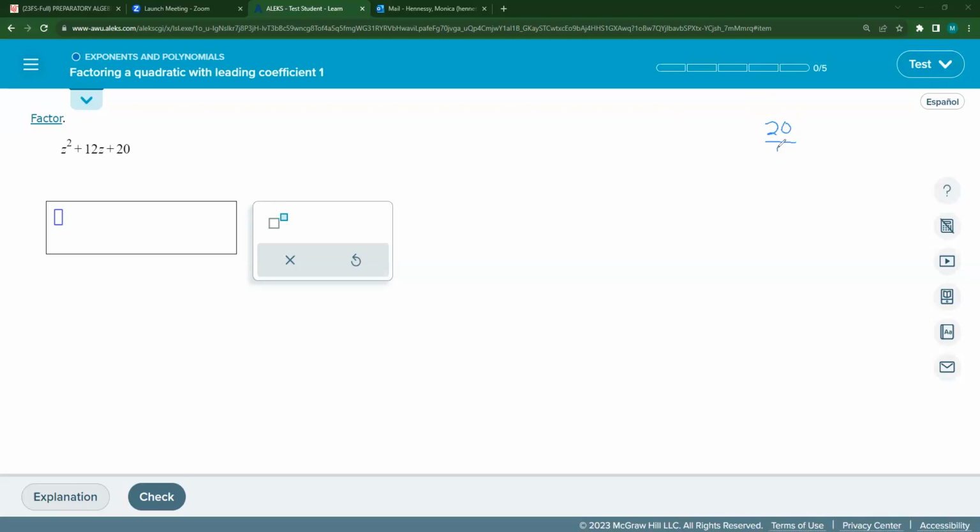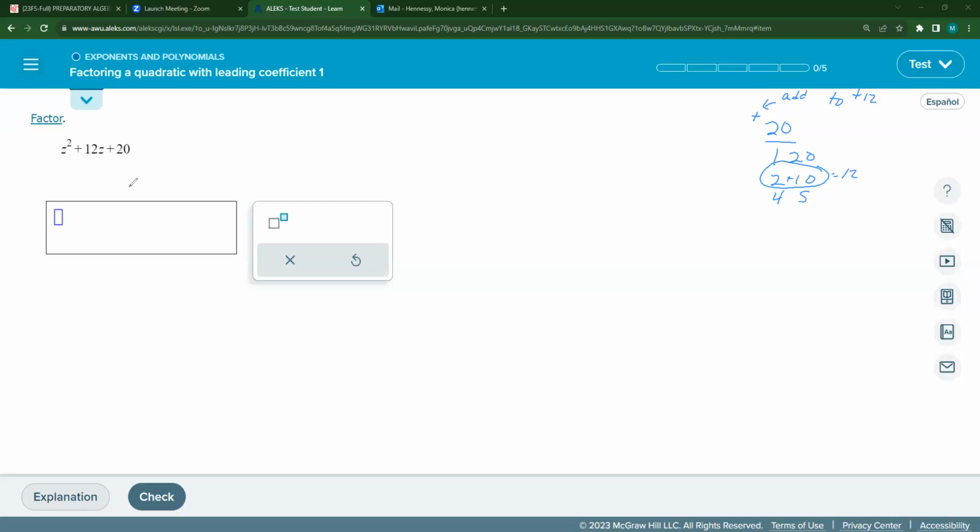My factors of 20 are 1 and 20, 2 and 10. 3 doesn't go in there, 4 and 5, and 5 is already written down. So those are all of them. Because 20 is positive, this means that you're going to add. And they're going to be the same sign. They might be negative, but they have to combine, add to a positive 12.